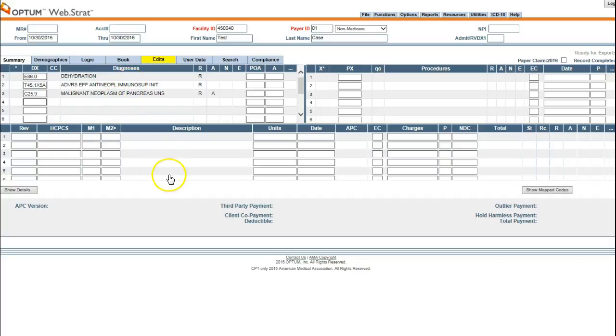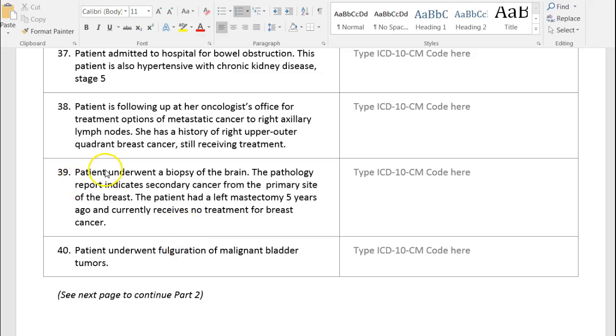Okay, so let's move on and look at a few other things before we wrap up week 3, and then we're going to talk about what to look for in week 4. So the last and final case that I wanted to cover for week 3 is number 39. This one seems like it may be a little difficult. So let's see. Patient underwent a biopsy of the brain. The pathology report indicates secondary cancer from the primary site of the breast. The patient had a left mastectomy 5 years ago and currently receives no treatment for breast cancer.